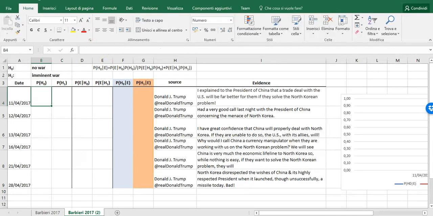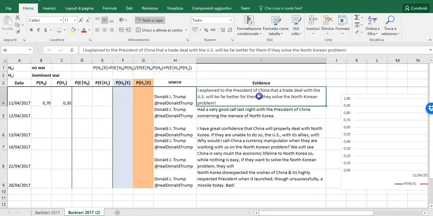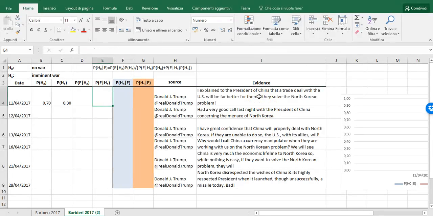Okay, first we have to start giving a prior probability to the null hypothesis of no war. Let's say it's going to be 70%. Of course, the probability of the alternative hypothesis, that of an imminent war, is going to be 30%. Now we have to evaluate the likelihood of receiving such a tweet in case of no war and in case of war.